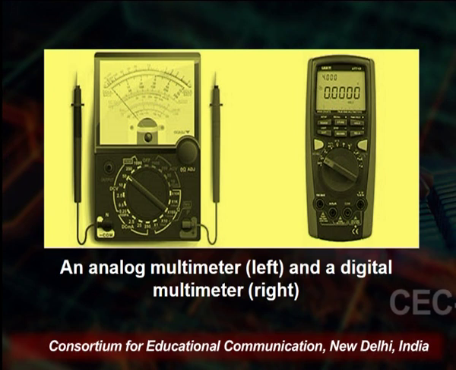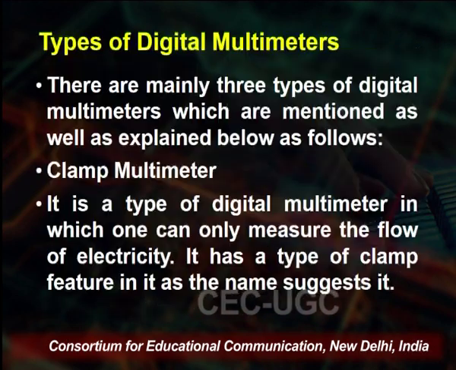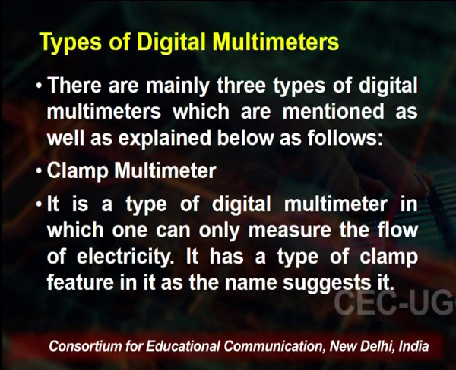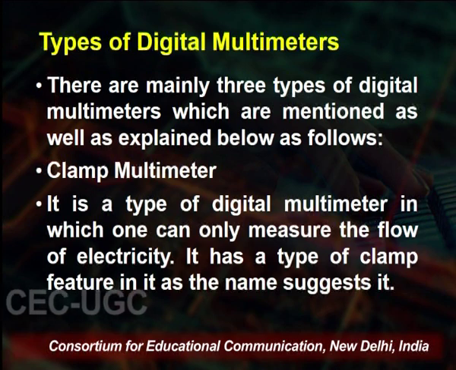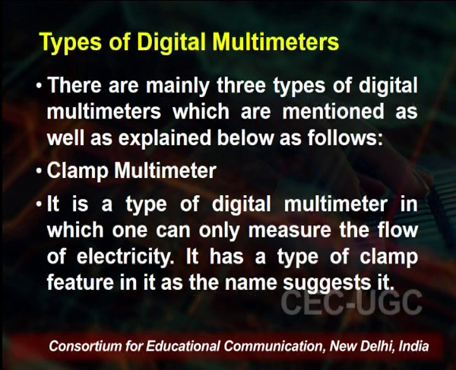So, we have shown that this is the digital one. On the right hand side we have a digital multimeter. Moreover, how many types of digital multimeter are there? There are various types of digital multimeters. Mainly we define three types of digital multimeter, which are mentioned here. First is the clamp multimeter.